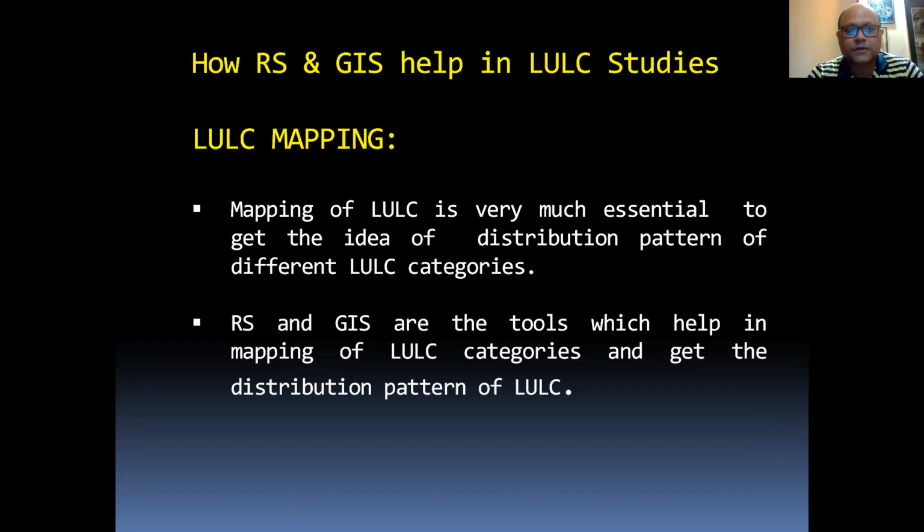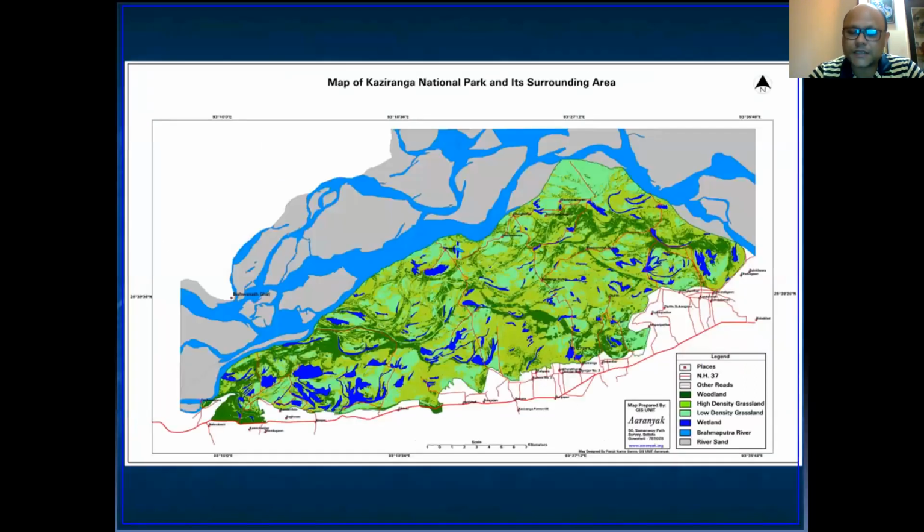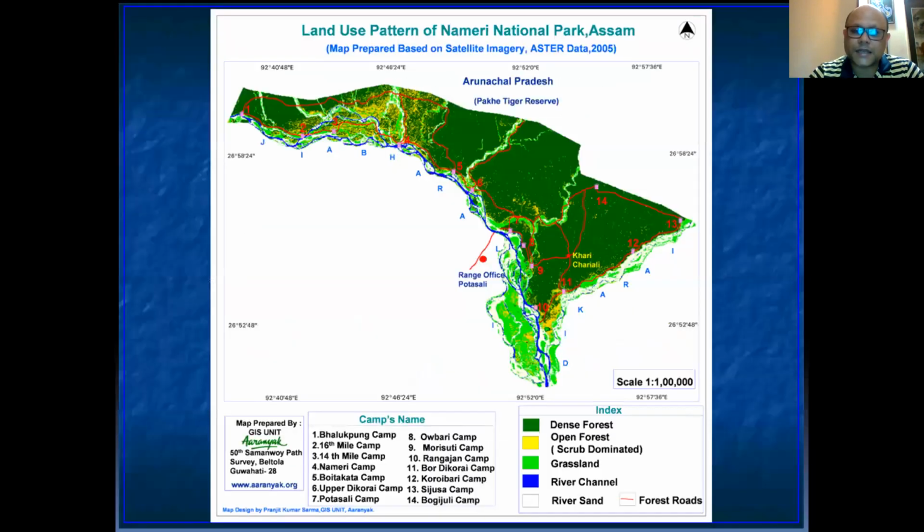So we can get the distribution pattern of the entire country, of a particular area or district, different categories of land use in a particular district or state. That is possible with the help of remote sensing and GIS. I am showing here a land use land cover map of Goalpara district of Assam. Similarly, this is the land use land cover map of Kaziranga National Park. This is a land cover map of Namri National Park. Like this, we can categorize the different categories of forest or land use and generate maps, and these maps are very useful to get the idea where a particular forest cover is available.